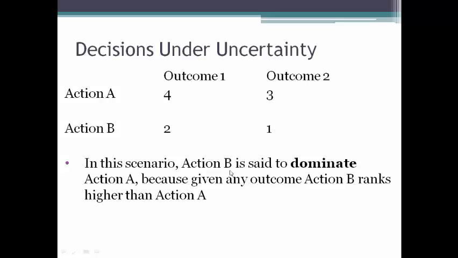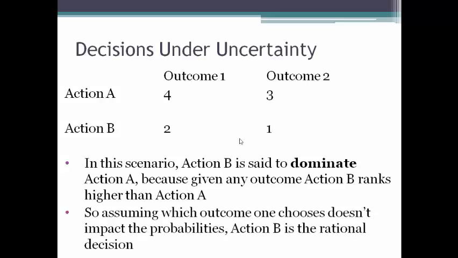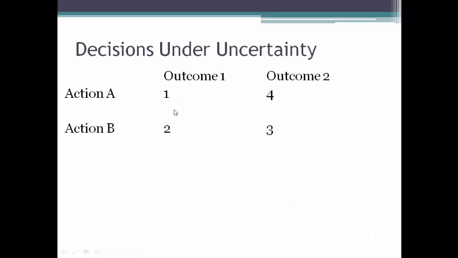For this reason, action B is said to dominate action A, because given any outcome, action B ranks higher than action A relative to that outcome. And in this case, actually just relative to anything in general. So assuming which outcome one chooses doesn't impact the probabilities, action B is clearly going to be the rational decision to take in this situation. And that's the way it usually works when one decision dominates another.